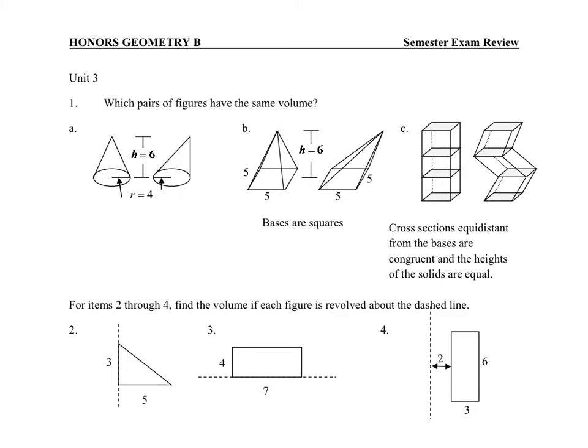So Unit 3, Question 1. Which pairs of figures have the same volume? Looking at Part A, we see that we've got 2 different cones, and the volume of a cone is 1/3 area of the base, which is a capital B, times height. So volume is 1/3 the area of the base, which is a circle, so pi r squared times height. Well, they both have a radius of 4 and they both have a height of 6, so these cones are going to have the same volume.